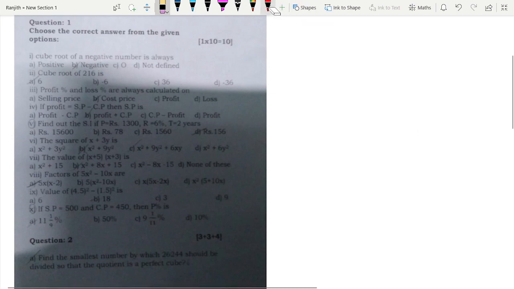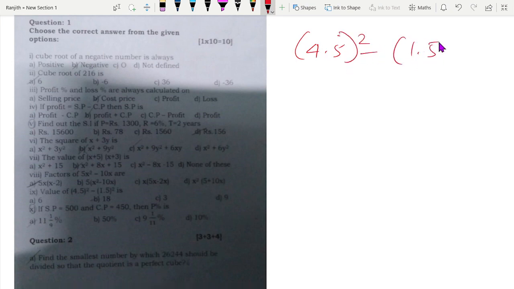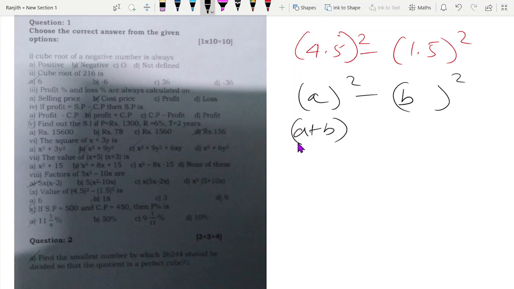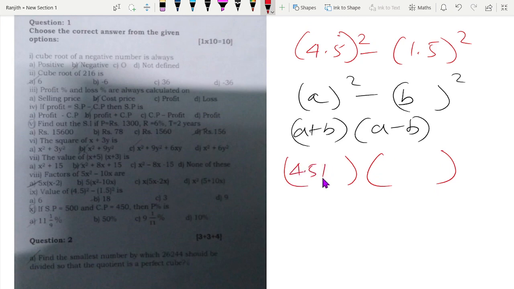Find the value of 4.5 the whole square minus 1.5 the whole square. Look, instead of writing the numbers, let me take it just like this. Where did we study this? What kind of pattern is this? a square minus b square. Correct. What's the answer? a plus b into a minus b. This is how we solve, and definitely you'll get such questions. Very simple. So what is a and what is b? Add and subtract. Tell me the final answer. 4.5 plus 1.5, 4.5 minus 1.5.